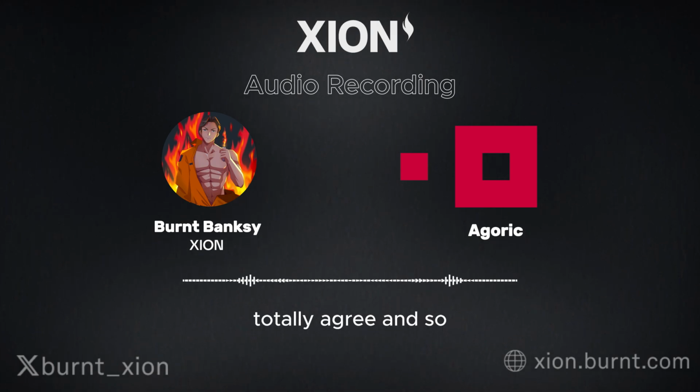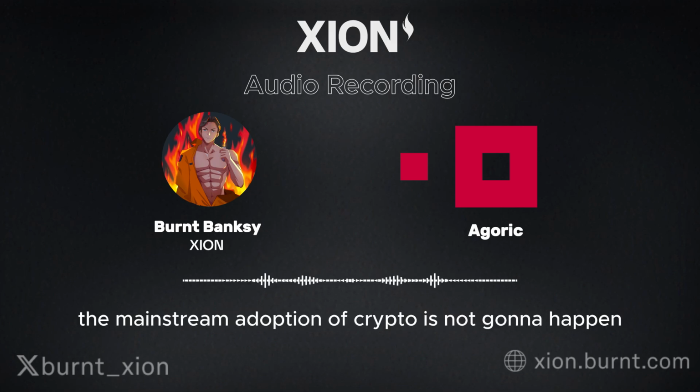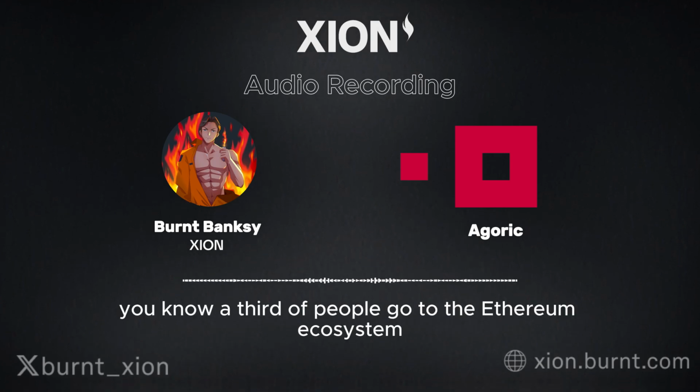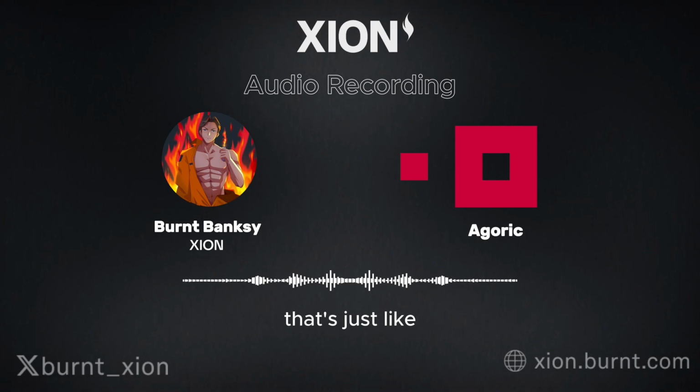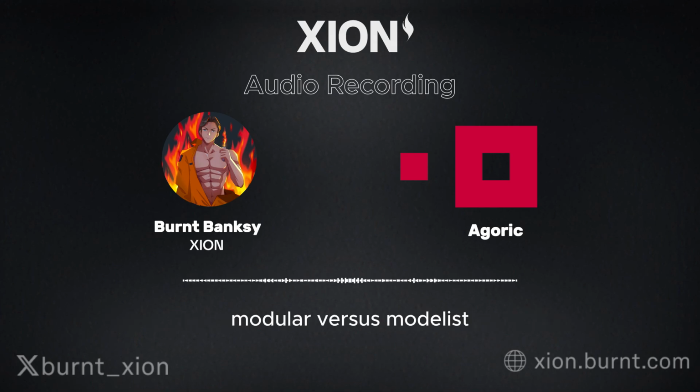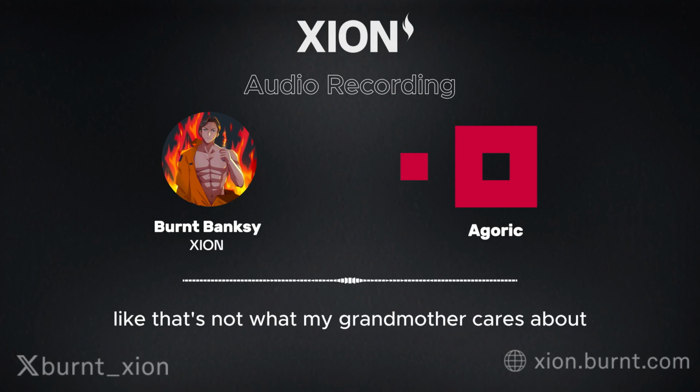Totally agree. Honestly, the mainstream adoption of crypto is not going to happen in a way that's tribal, where a third of people go to the Ethereum ecosystem and a third to another. That's early stage stuff, happening right now, modular versus monolith. That's not what my grandmother cares about.